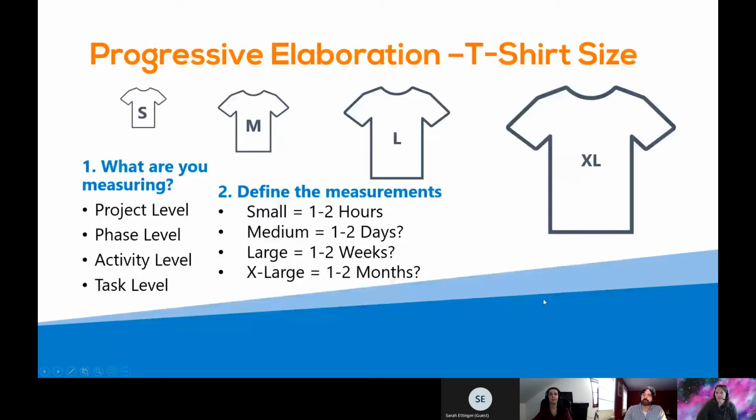Does that make sense? Has everyone heard of the t-shirt method of estimation before? No. All right.